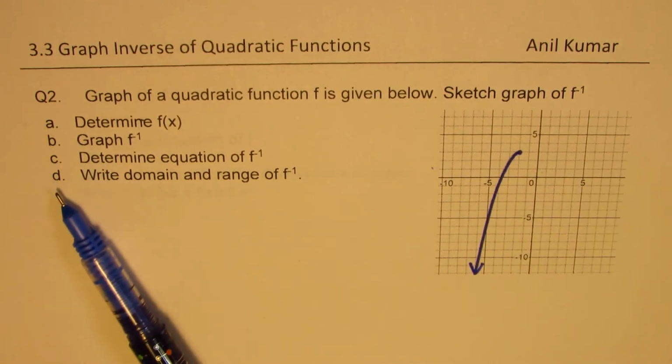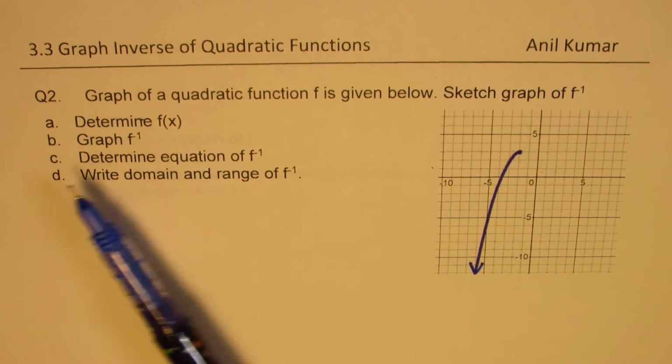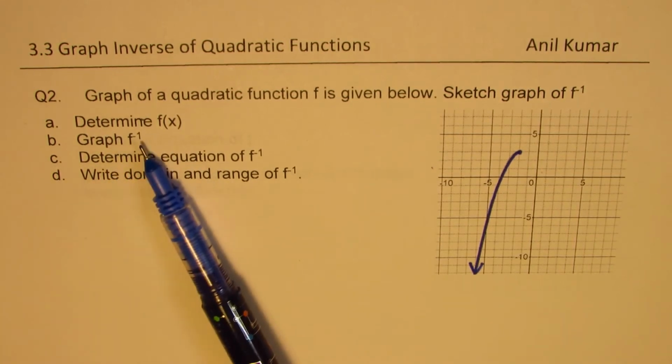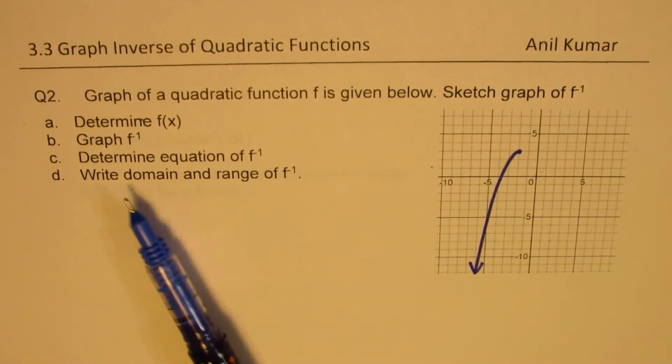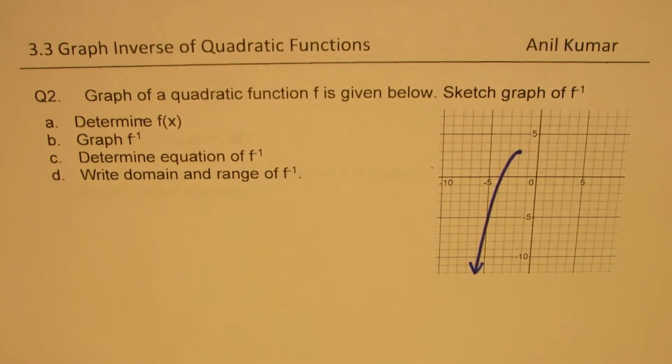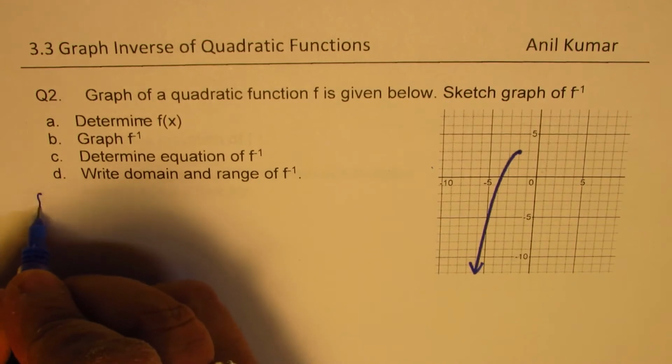We have divided it into 4 parts. First is to determine the function f of x. Then we need to graph the inverse of the function and then determine the equation of f inverse x. Write the domain and range of f inverse x, right? So these are the 4 parts which we are going to do. So first, let us find what this function is.